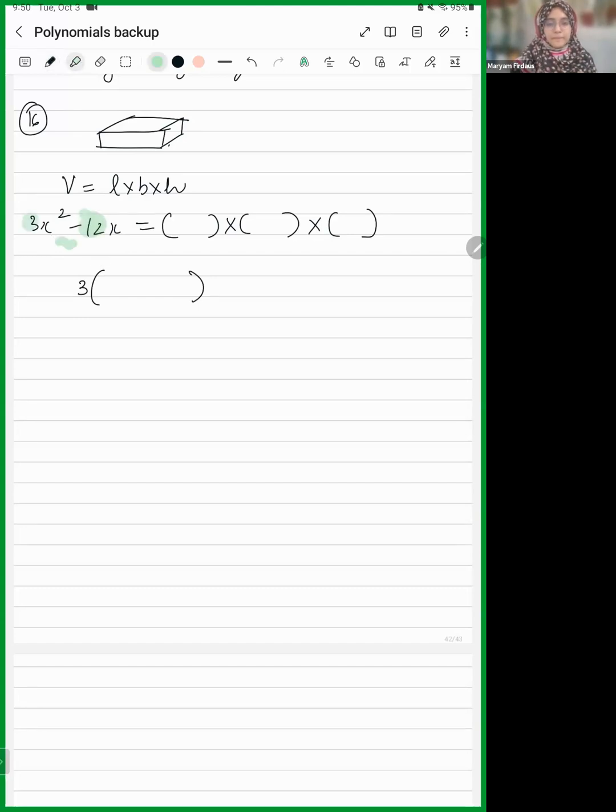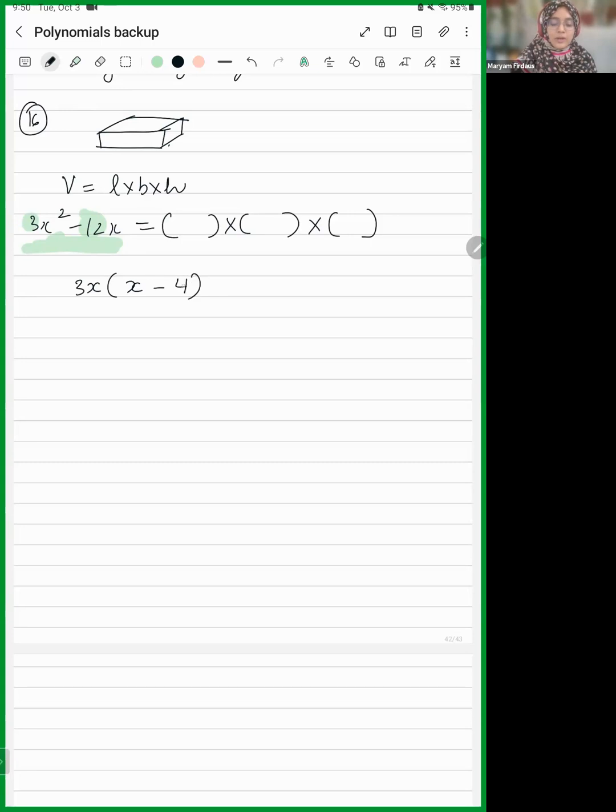X square. No, ma'am, we need to take x, 3x. Right now just take this thing as common. Just take x square. Then let's see what you have. Minus 4x, right? Okay, fine, let's take 3x as common. So x minus 4, right?